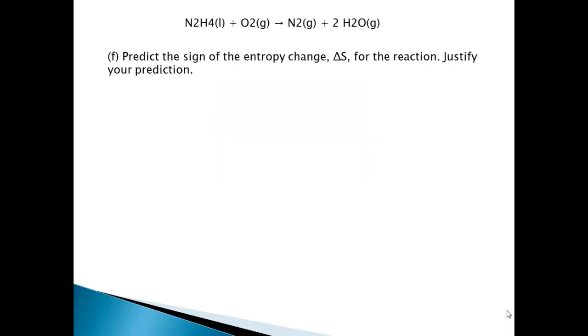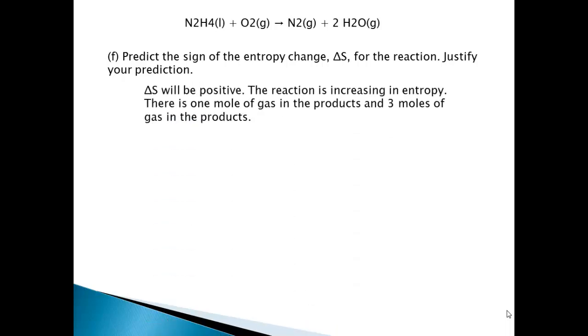Alright, so for part F, predict the sign of the entropy change, delta S, for the reaction and justify the prediction. Well, for entropy, that's effectively the amount of chaos in the reaction, and gas molecules have more chaos than liquid. So on the reactants side of the equation, there's only 1 mole of gas and 1 mole of liquid, and then on the product side there's 3 moles of gas. So there's more chaos, which means delta S is positive.